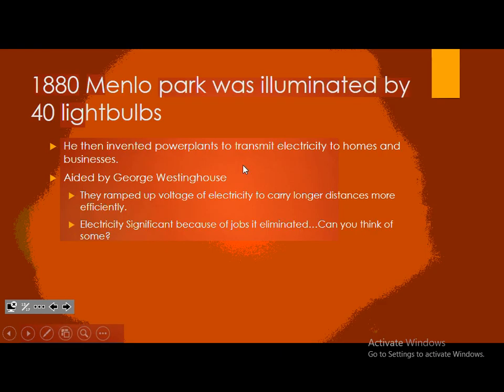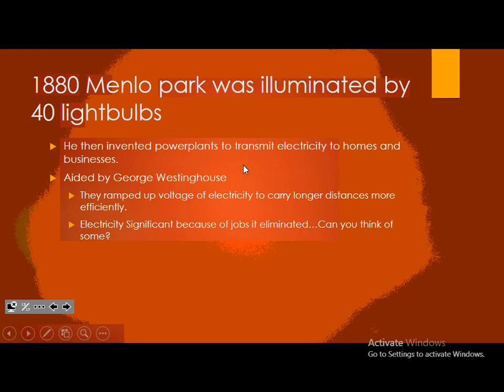Forty light bulbs near Christmas time were lit up in Menlo Park in 1880, and people would come from miles around, kind of like people come to Candy Cane Lane. Same kind of idea, but they're used to lights being made of gas and lanterns. But in 1880, Edison was able to make it out of electricity.